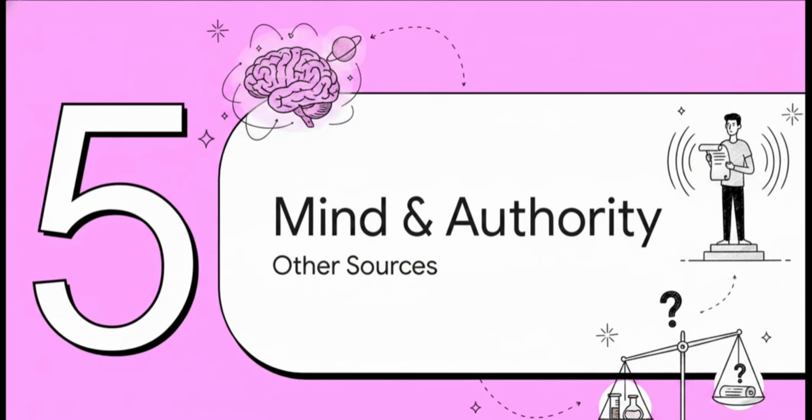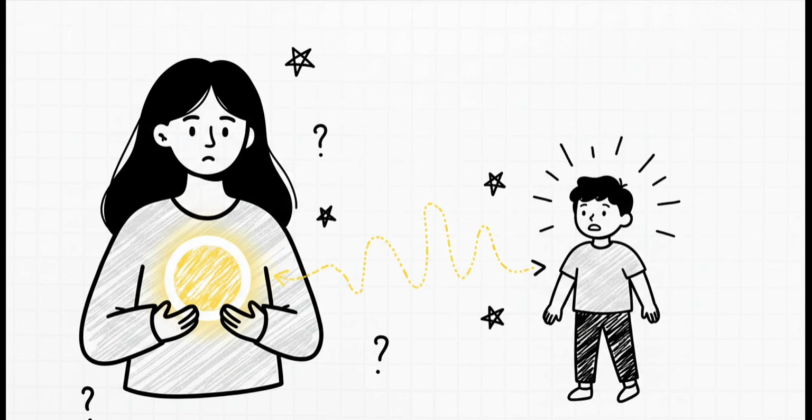Section 5. Acquiring knowledge, mind, and authority. But we don't just rely on what we can physically touch or measure in a beaker. We also pivot to the metaphysical and the societal. Consider a phenomenon we've probably all experienced: intuition. This is our fourth source.